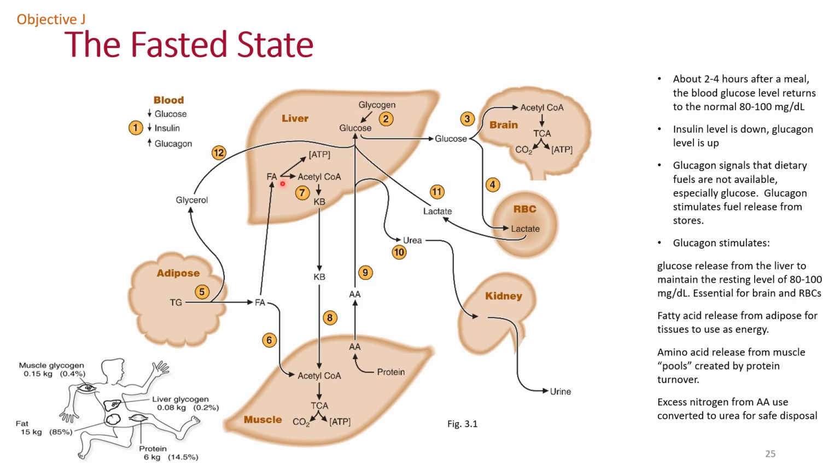Well, where's the fat coming from? Well, we have stored fat in our adipose tissue. And adipose is going to release fats out into the blood that will circulate, and any tissue that needs fats can pick those fats up. Okay, so far so good.